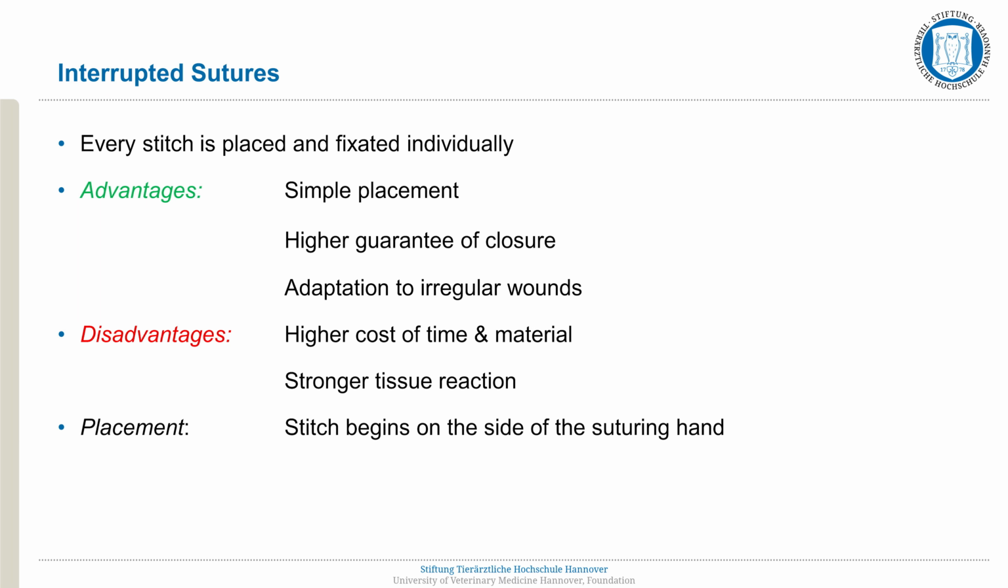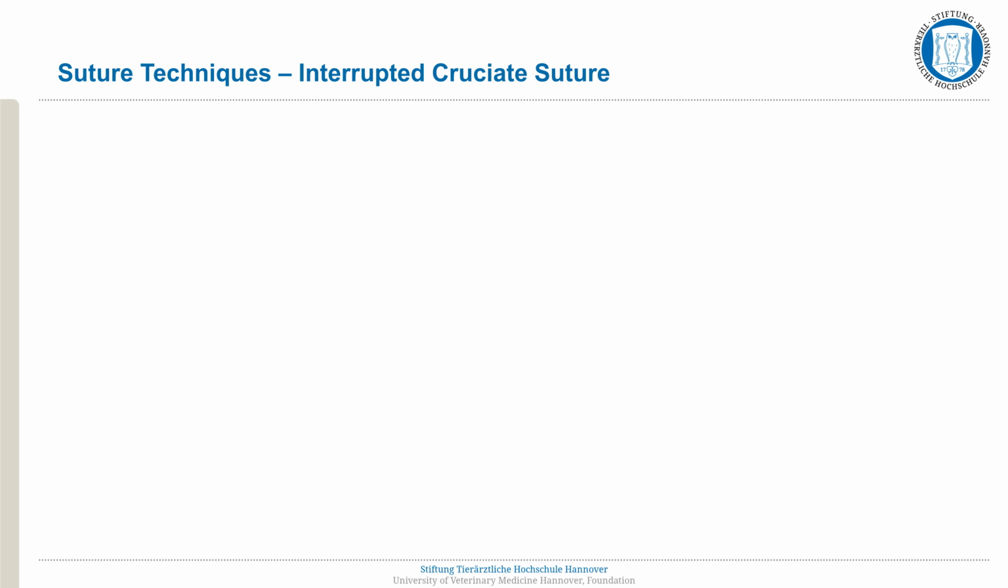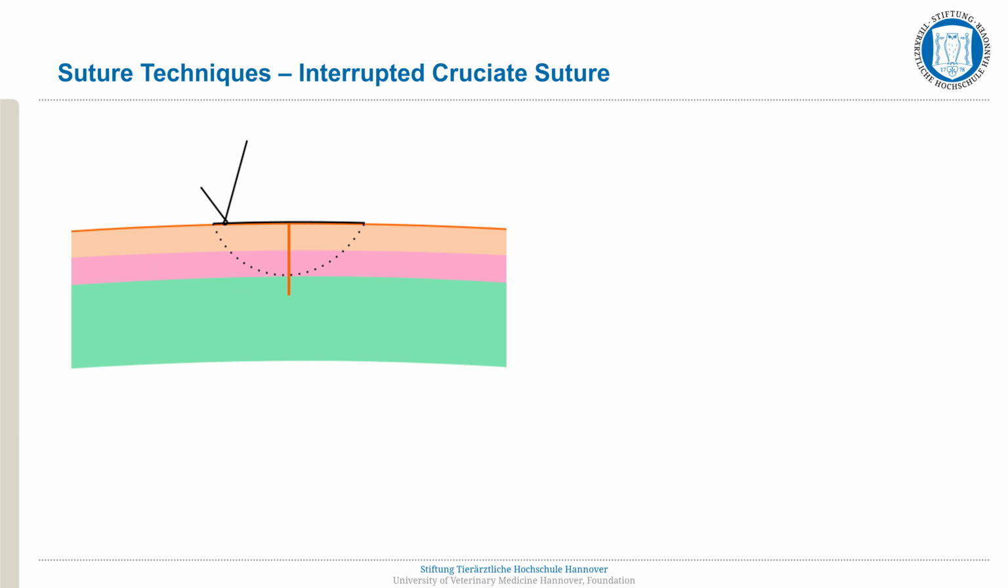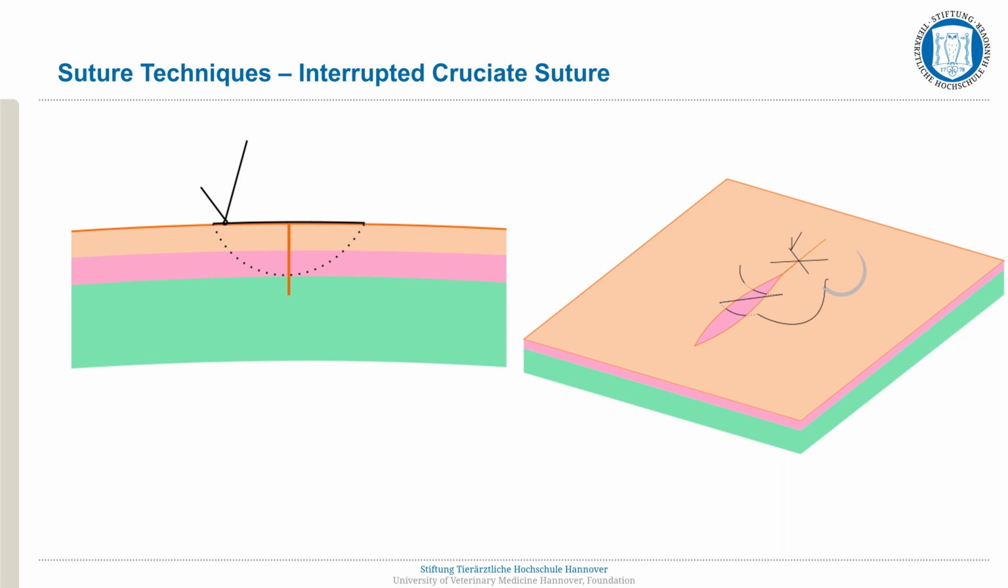When placing interrupted sutures, it is essential to begin on the side of the suturing hand. The securing knot should also be positioned next to the wound gap. When placing interrupted cruciate sutures, the needle is driven through both cutis and subcutis, as can be seen here. The layer underneath these represents the fascia and muscles. Illustrated here is the path of the needle and suture material when placing interrupted cruciate sutures.